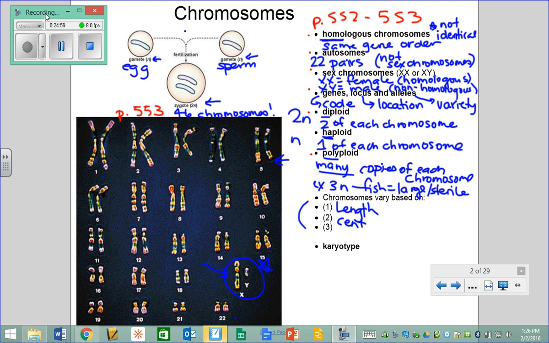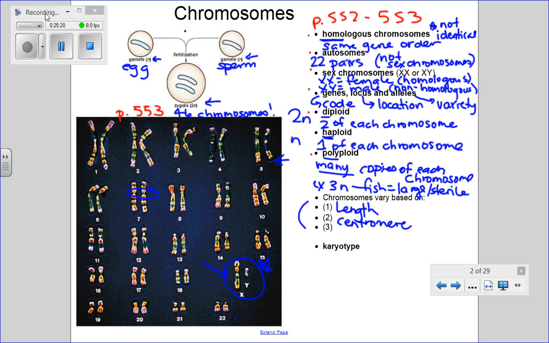The second thing they vary on is the position of the centromere. Now, on little artistic drawings where someone has represented it in sort of a cartoon format, it's easy to see the centromere. On actual micrographs of chromosomes, sometimes it's a little tougher to tell. But for example, right there, where it pinches in on chromosome 7, that's where the centromere is. So remember I said it was like the stranglehold of the chromosome? So where the centromere is something that they vary on.